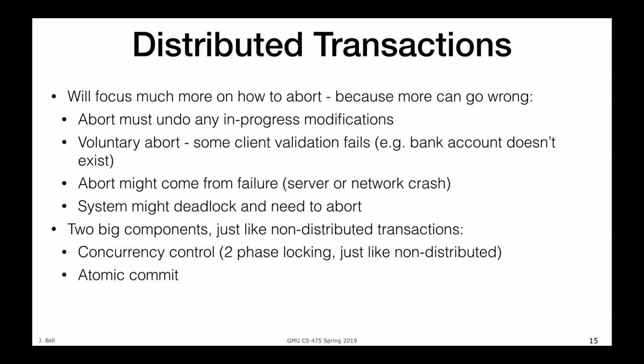There are going to be two big components of how we implement distributed transactions, just like the non-distributed ones. First, considering concurrency control, we're going to just say we will implement the same as in non-distributed transactions. We will use two-phase locking and assume the existence of a lock server that can manage our locks. But then we also need to manage this atomic commit thing to make sure that when and if things go wrong, we are able to undo a transaction.